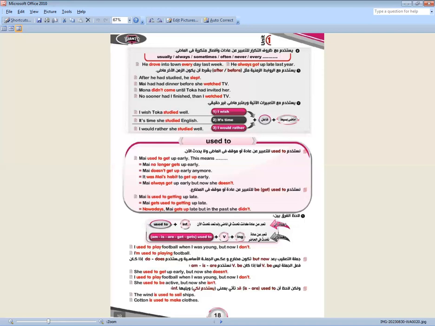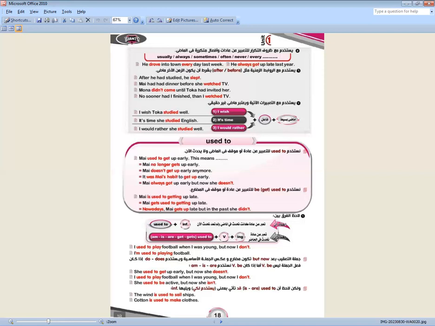You can also use the verb to be with used to, or get used to, to express a habit you did in the past and it is still continuous, still the present, like you're still doing it till now. Like this one: May is used to getting up late. That means May gets used to getting up late. Nowadays, May gets up late, but in the past she didn't.